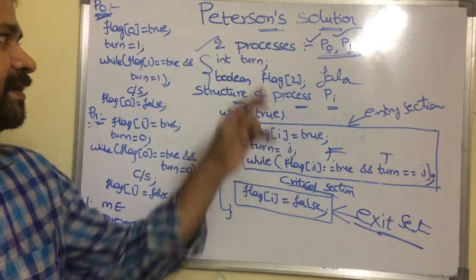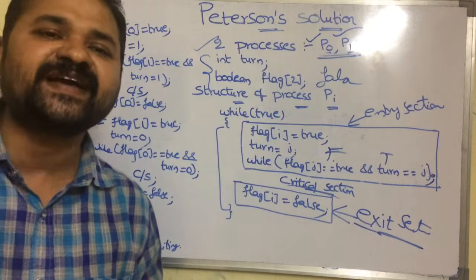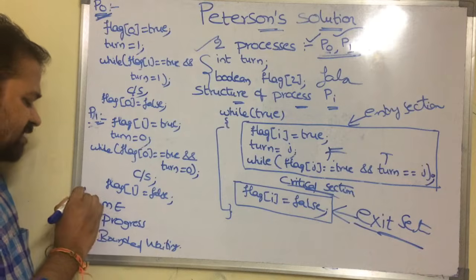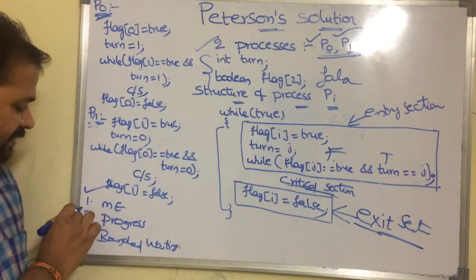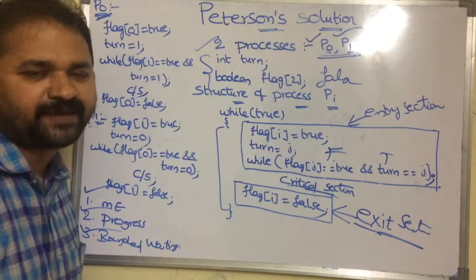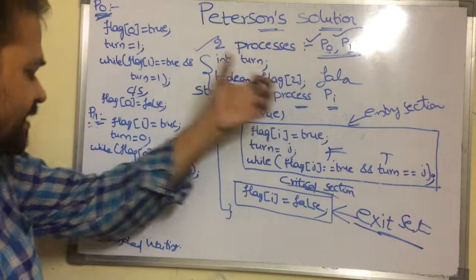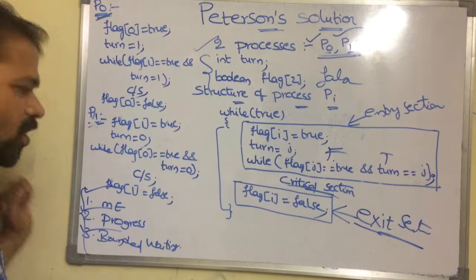We know that any solution to the critical section problem must satisfy 3 requirements. The first requirement is mutual exclusion. The second requirement is progress. The third requirement is bounded waiting. So now we have to check whether Peterson's solution is satisfying these 3 requirements or not.